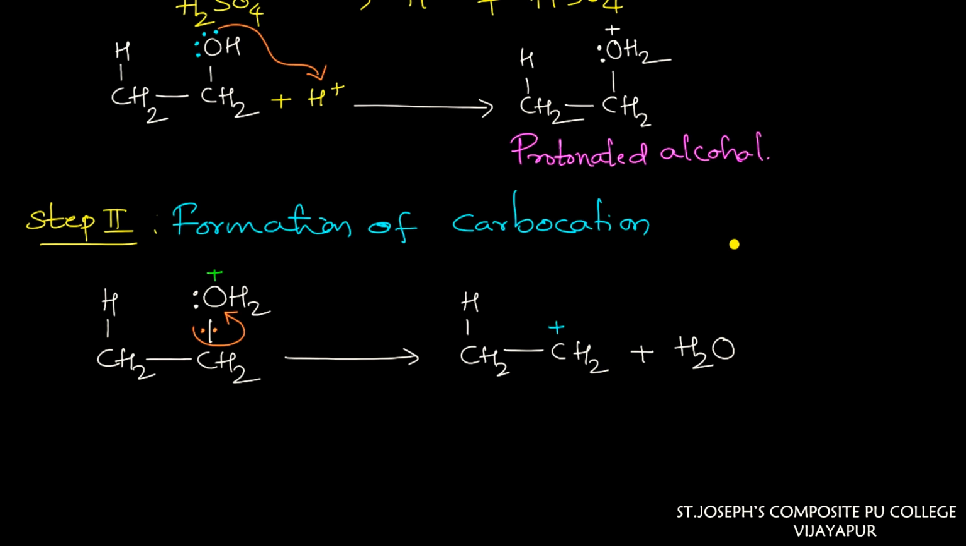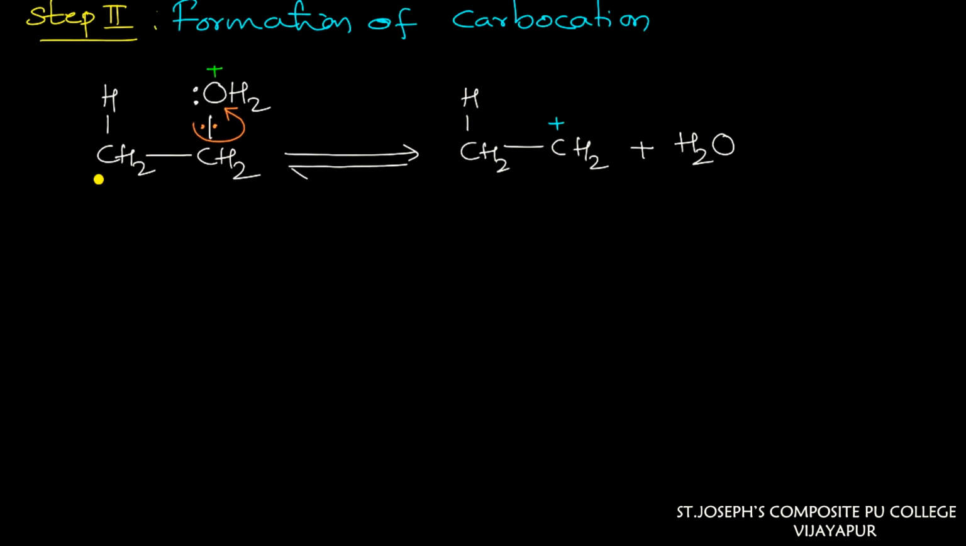The formation of the carbocation is a reversible reaction. This is a reversible reaction, you have to keep it in mind. Then move to step number 3. What do we have in step number 3? Step 3 is the elimination of a proton.